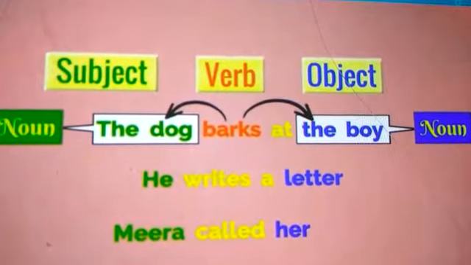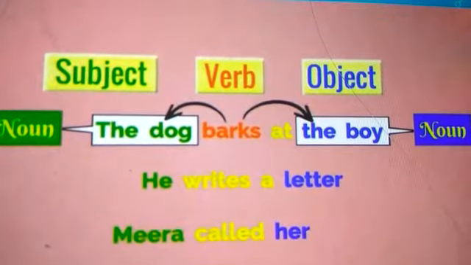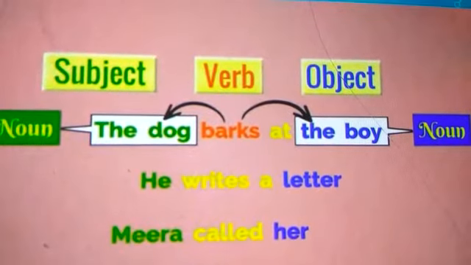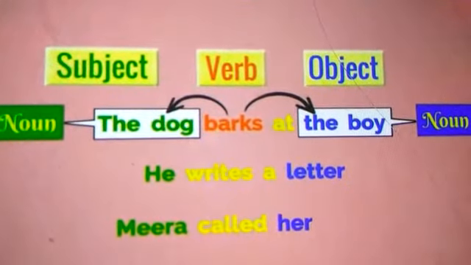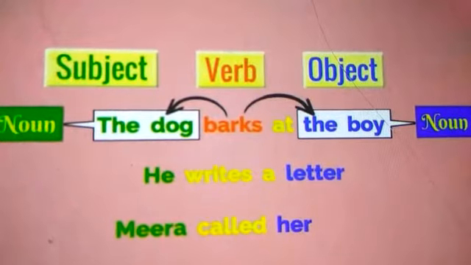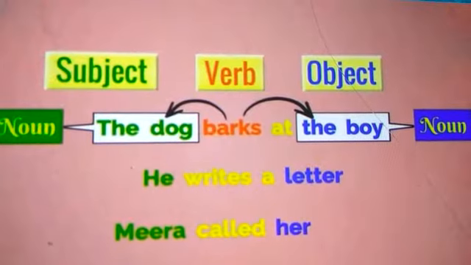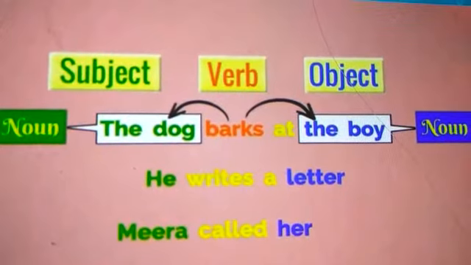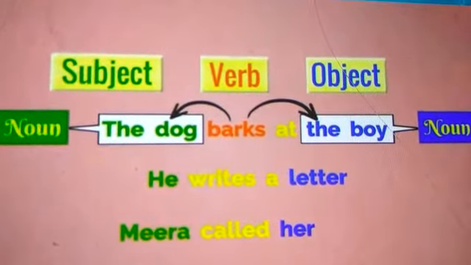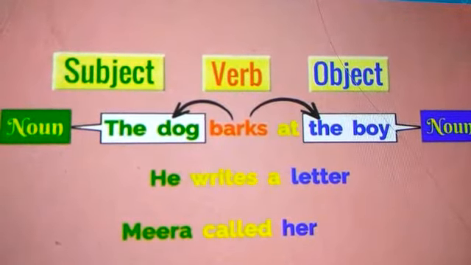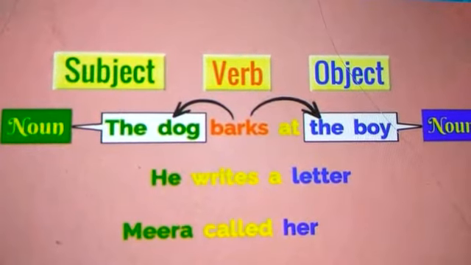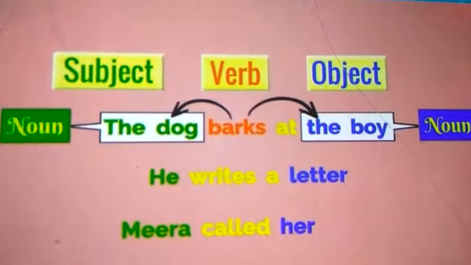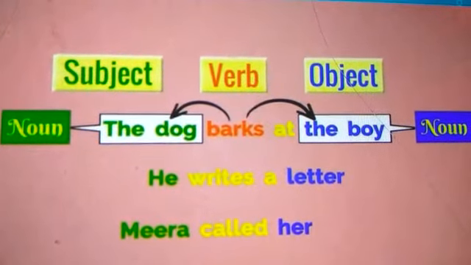Let's take few more examples. The dog barks at the boy. Again, first find out the verb. Verb is barks. Who is barking? The dog. And where is the action going on? At the boy. So dog is the subject, barks is the verb, object is boy. And the dog and the boy both are nouns.